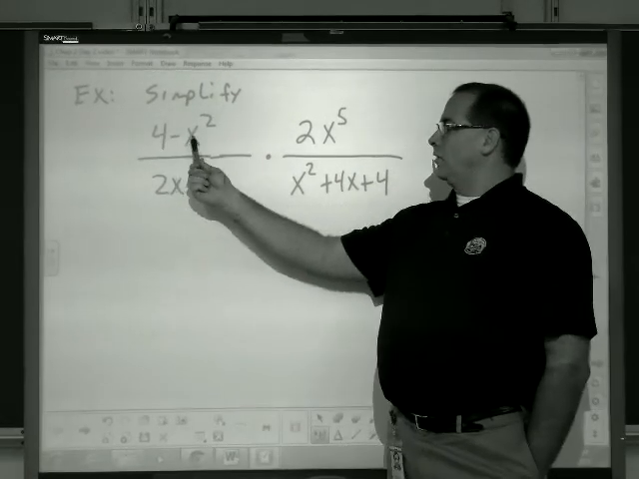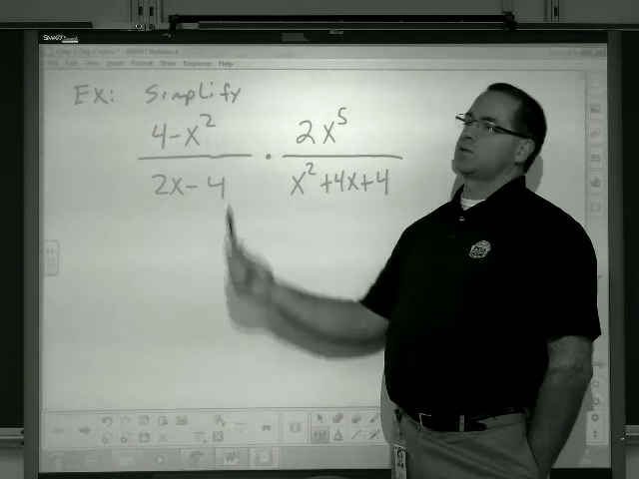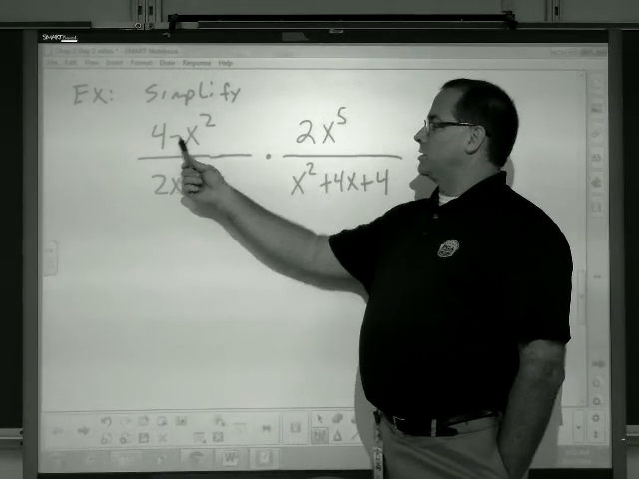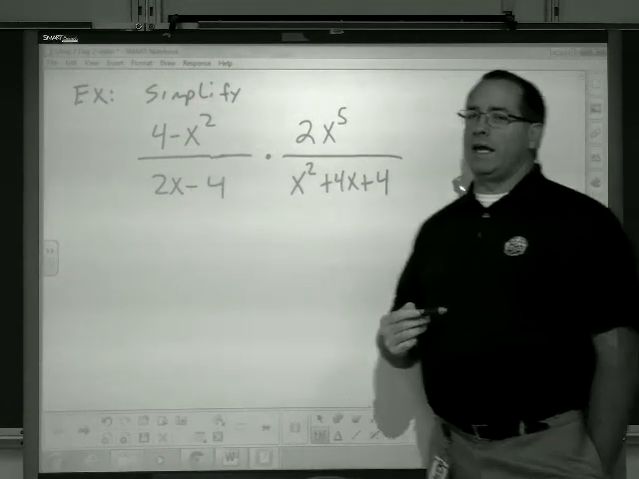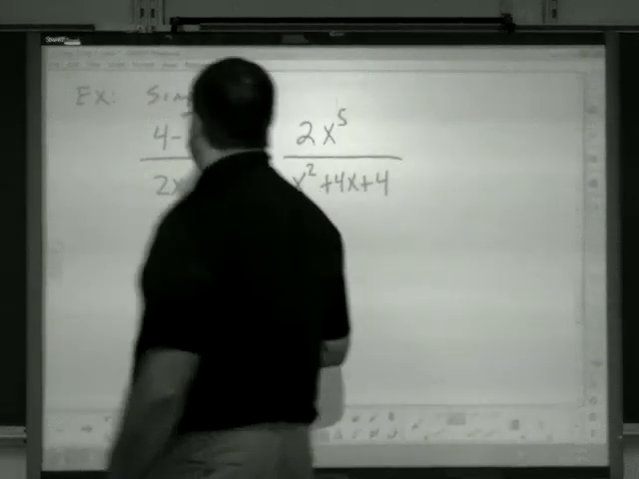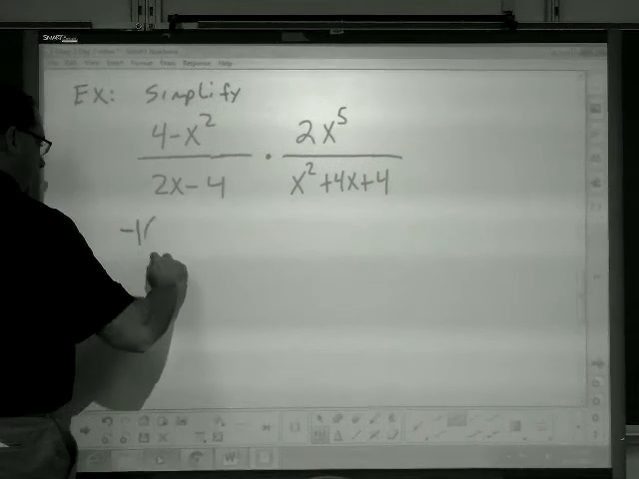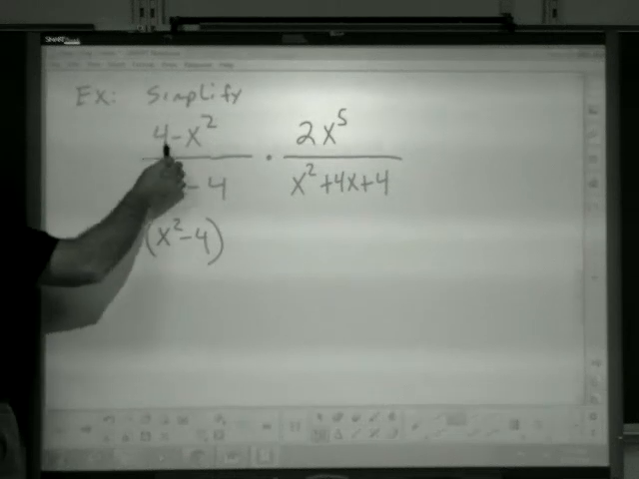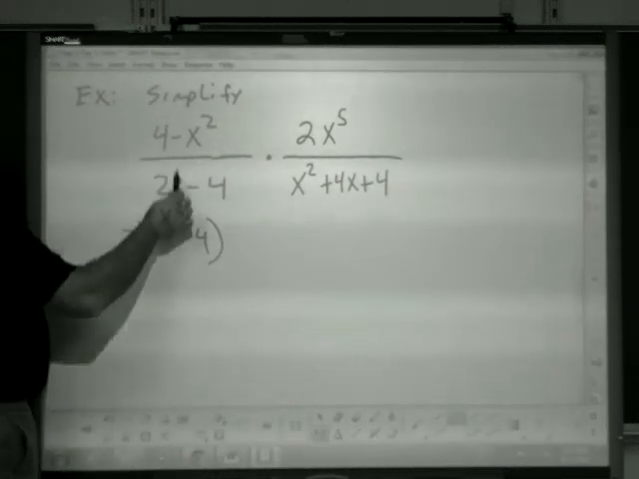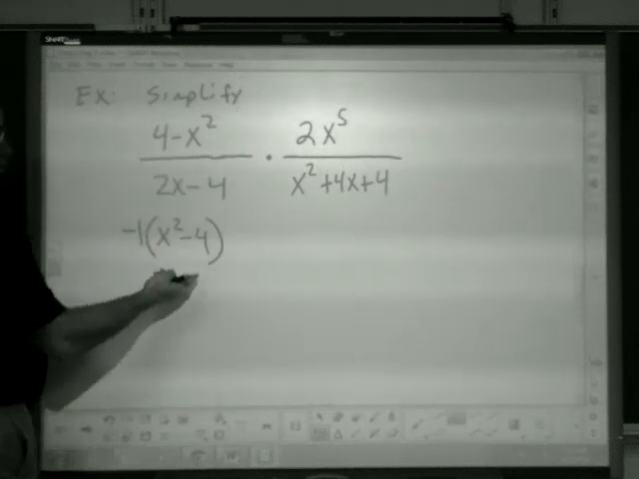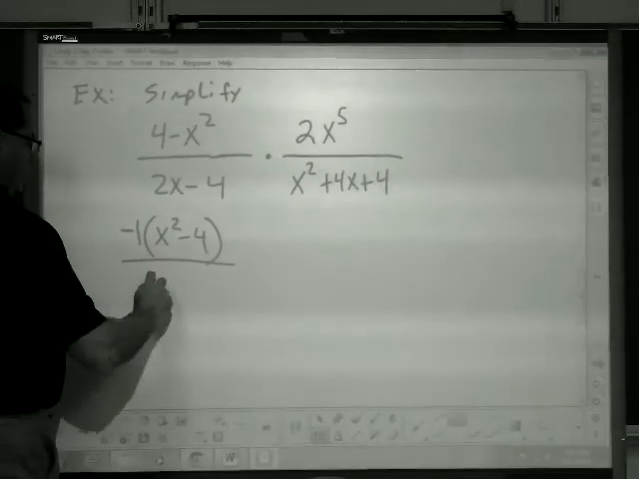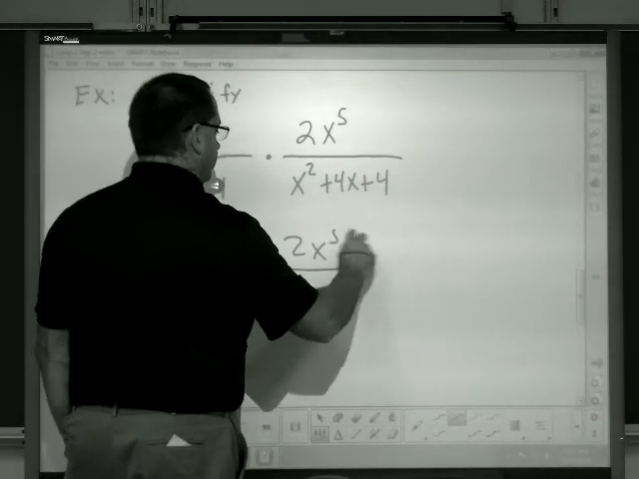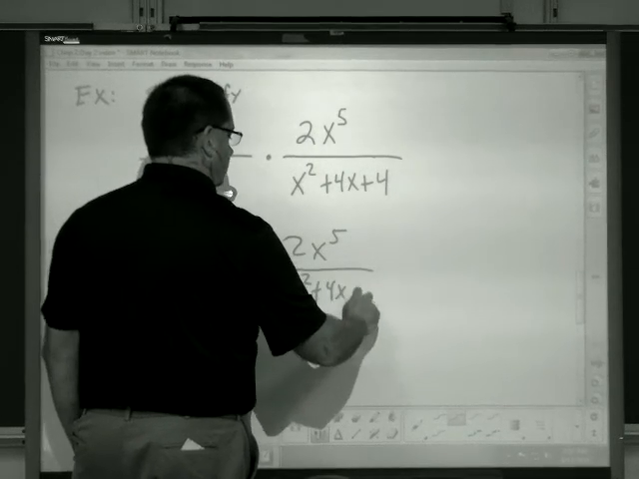But if I notice, I don't like the order that this is written in. This is 4 minus x squared. What could I factor out of this to make this negative x squared positive? I can factor out a negative 1. So in my factoring process here, I'm going to take out a negative 1 and then write it as x squared minus 4. Because if I divide out a negative 1, the positive 4 goes to negative, and the negative x squared goes to a positive, and then I can write it. I can actually change the order of it like that. Over 2x minus 4, times 2x to the 5th over x squared plus 4x plus 4.